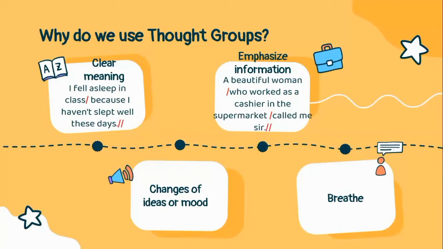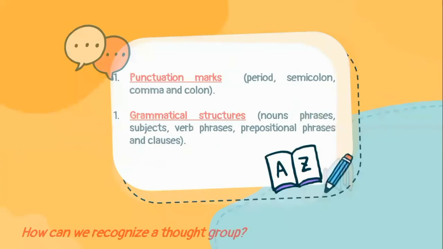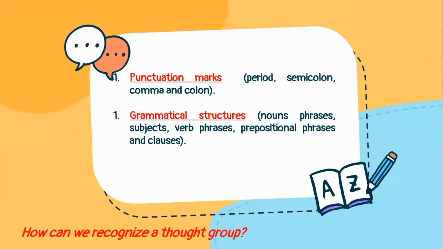Besides, you must use thought groups if you want to show some signal changes of ideas or mood. On the other hand, it is vital if you want to breathe in the middle of a long sentence. In order to use or recognize the thought groups, you must use punctuation marks or grammatical structures. Based on the punctuation marks, you can use period, semicolon, comma, and colon. The grammatical elements are noun phrases, subjects, verb phrases, prepositional phrases, and clauses.